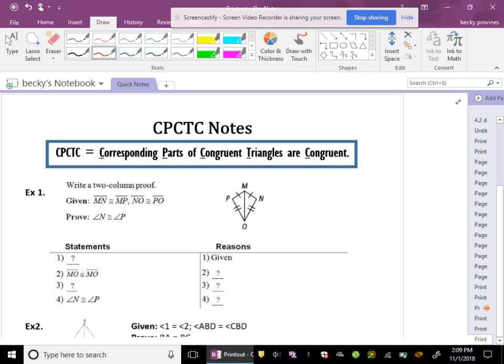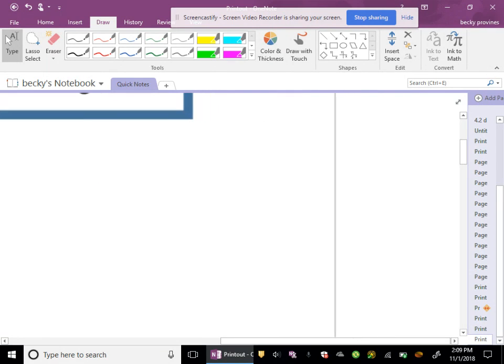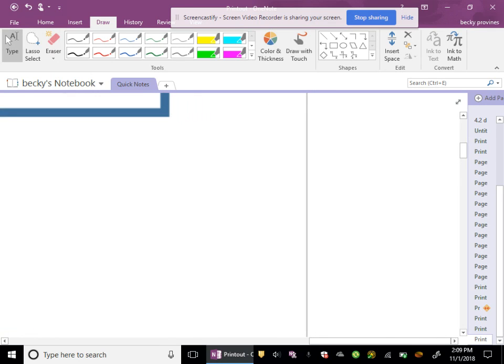Hi guys, today we're going to finish up chapter 4 with some notes about CPCTC, and really what we're doing is we're just going to take an idea. Here, I'm going to draw a picture. You don't have to draw this, but when I have a picture here and I say, how are these congruent? Hopefully you're saying those are congruent by side angle side.